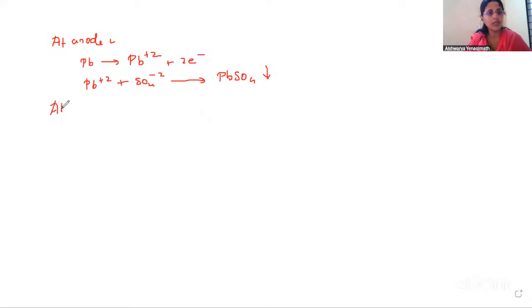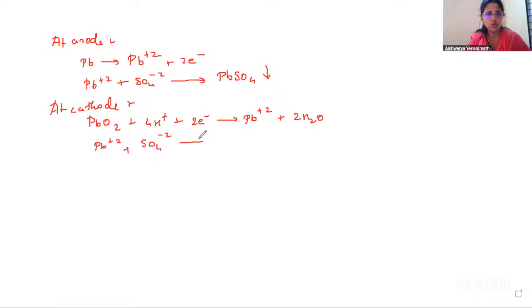So what happens at cathode? At cathode, PbO2, you have taken PbO2, right? And there is acidic solution, so H plus ions are there, which will take 2 electrons to form Pb +2 and H2O. Yes, this Pb +2 combines with SO4 -2 to form PbSO4. This is also a precipitation reaction.